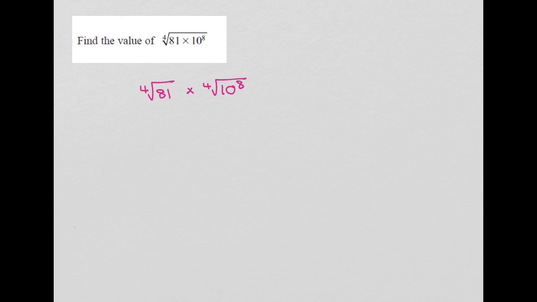Now, the 4th root of 81 is 3, and I will forgive you if you don't know that, but it is 3, I promise, times by. Here, the laws of indices say that I'm going to take that 4, I'm going to put it underneath the 8. So in other words, it becomes 8 divided by 4. So this ends up becoming 10 to the power of 2. And now the question is really, really straightforward, because I've got 3 times 100, and so the answer is 300. It's actually a really brilliant question.